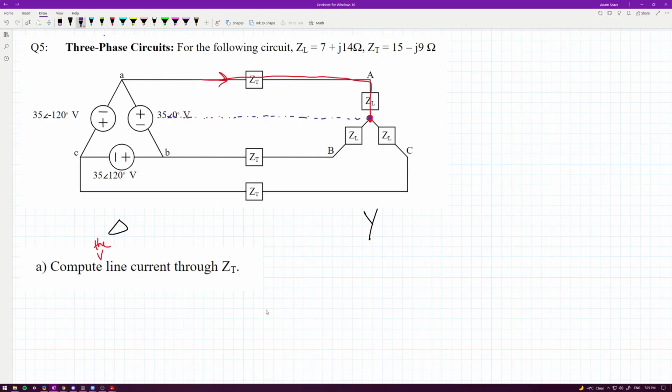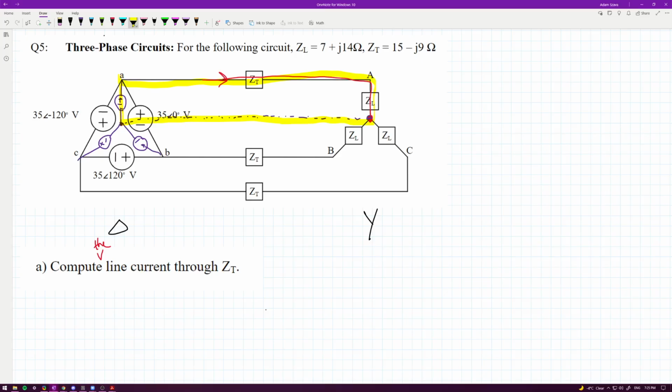So the delta configuration doesn't really have a nice place for the neutral to go. But if we were in the Y configuration for the source, then the neutral does have a nice place to go. And so you would say that the loop that this current is going through is now very visible, right? It's that loop like that. And that's like the A loop.